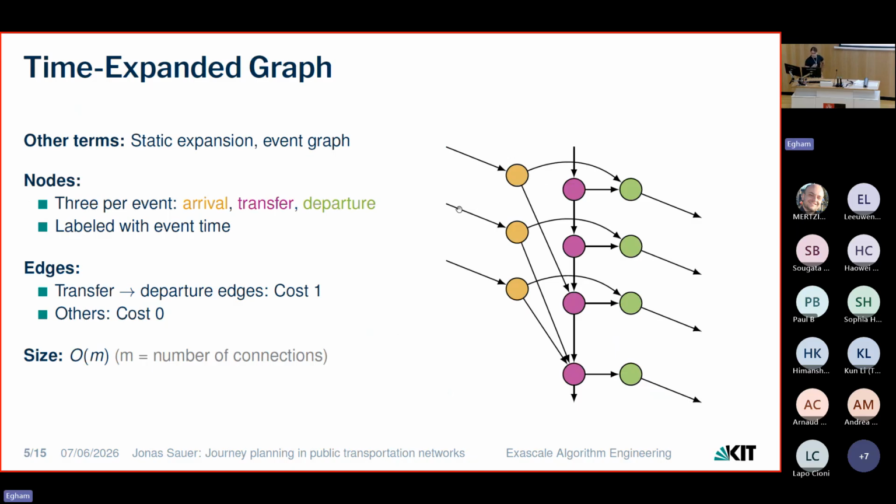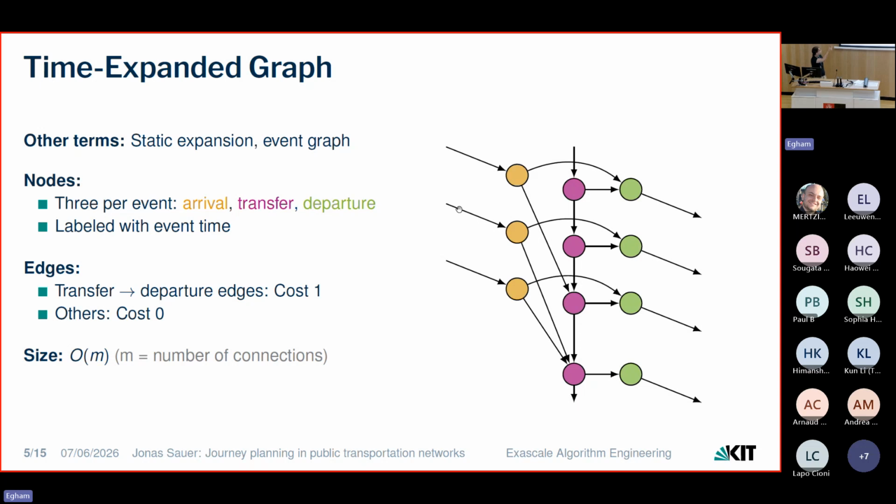Okay, usually when we work on these problems, we work on something called the time expanded graph. This is basically what you would know as the static expansion. I've also heard it referred to as the event graph. So for each event in the timetable, we have three nodes. We have an arrival node in yellow. Then we have a departure node in green.